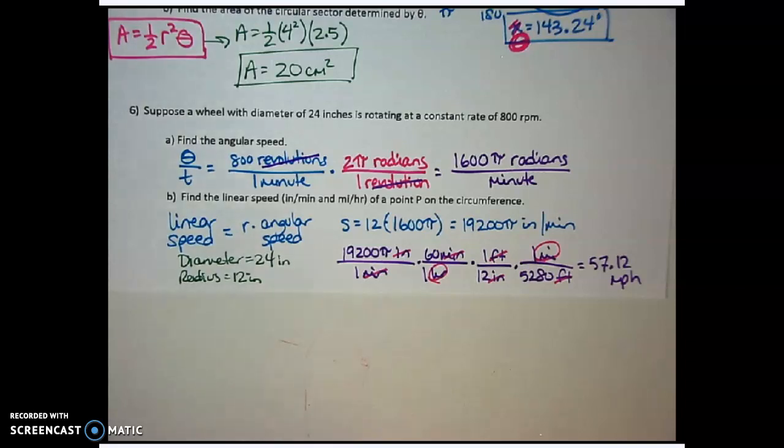Setting up my problem here, angular speed is theta over t, 800 revolutions per minute. Setting up a unit conversion, 2 pi radians are in 1 revolution, so I get 1600 pi radians per minute. Then for the second one, linear speed is r times my angular speed, so 12 times the answer I got above. Then I'm doing unit conversions to get 57.12 miles per hour.